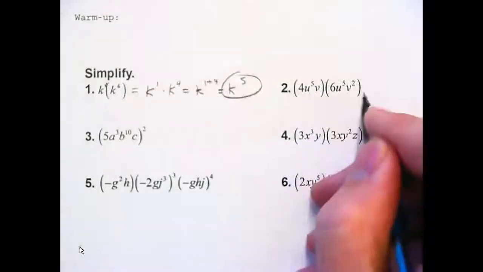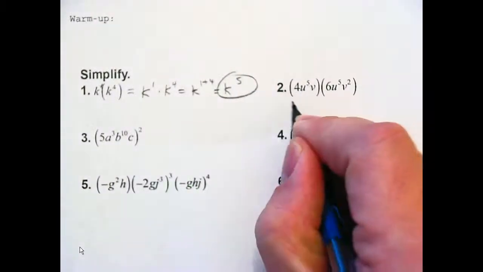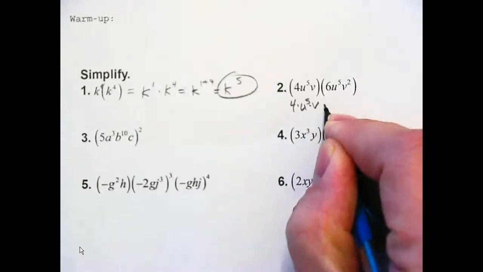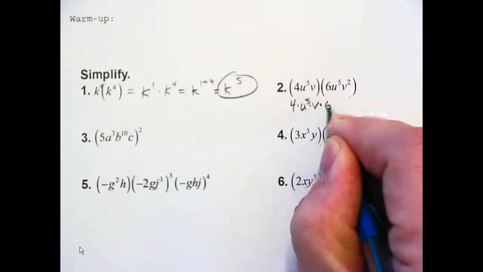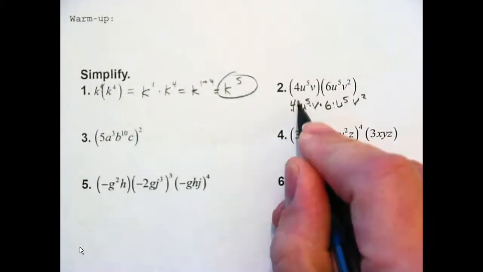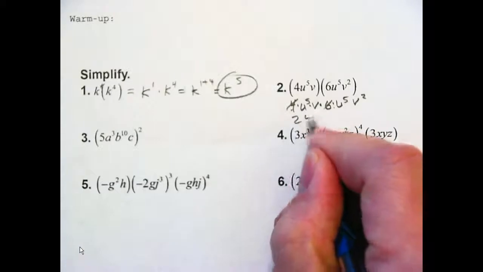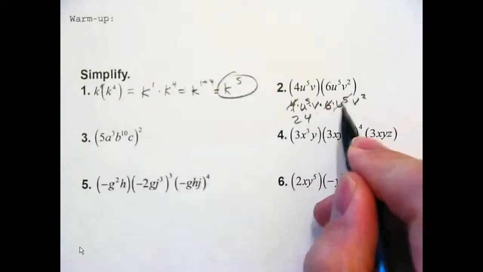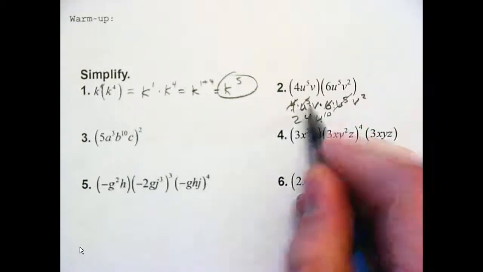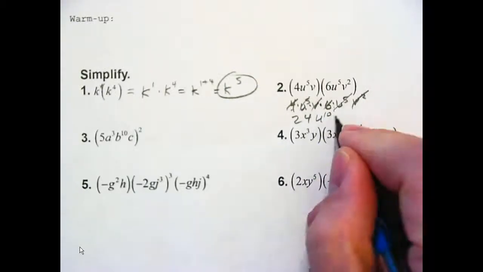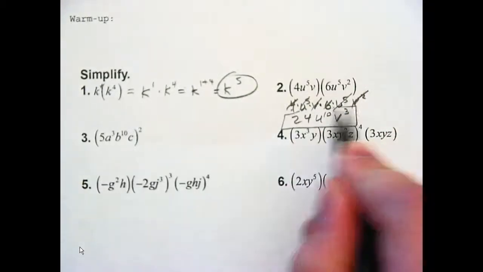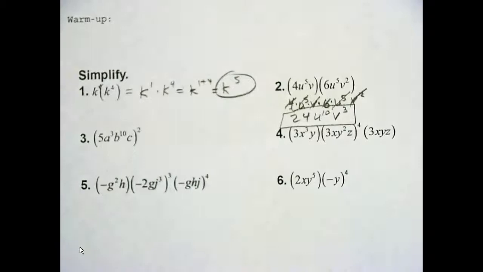So this one, I'm just going to take all these kind of puzzle pieces out. That's 4u to the 5th and v. Those are 3 pieces. And then we have times 6 times u to the 5th times v squared. 4 times 6 is 24. U to the 5th times u to the 5th is u to the 5th plus 5, or u to the 10th. And then v and v squared is v to the 3rd. Okay?